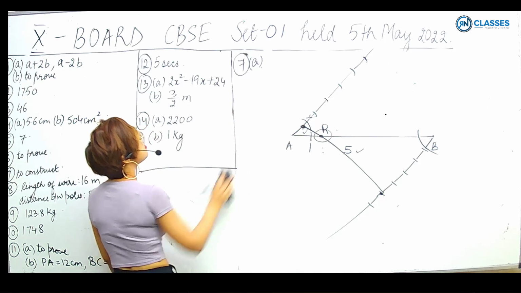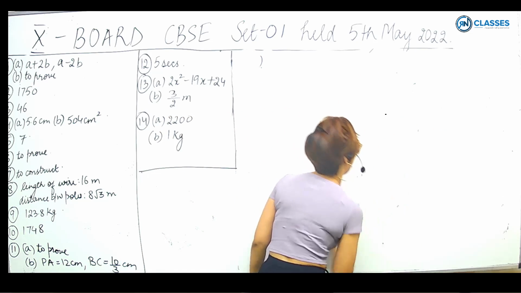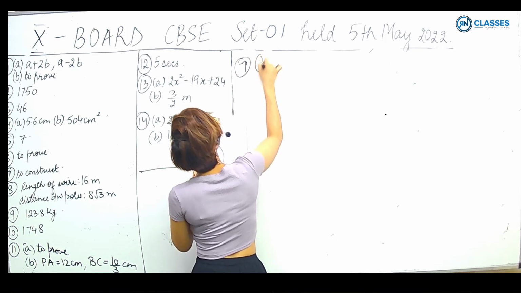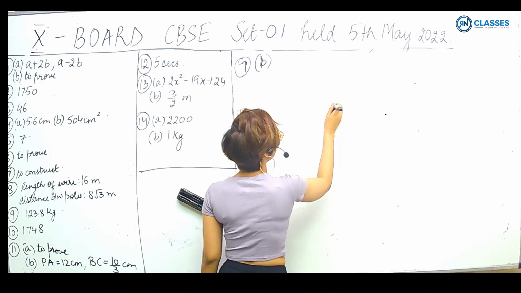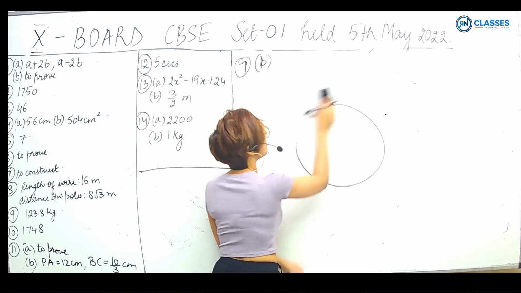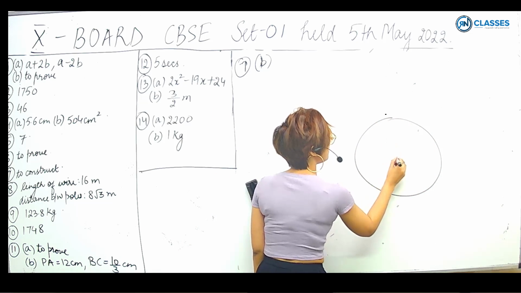Let me discuss the B part now, the OR part. 7B. Now he says draw a circle of radius 3 centimeter. Obviously you can do that, not a big deal. Alright, so let me make it there. So suppose this is my center, radius is 3.